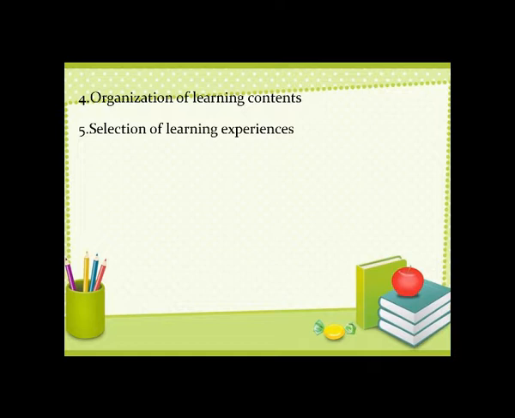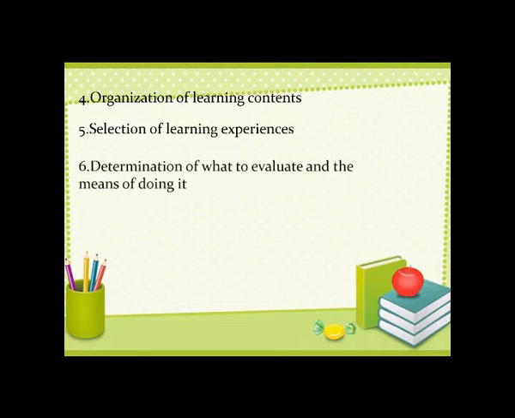At this point, teachers should select appropriate instructional methodology that will involve the students with the content. Number 6, determination of what to evaluate and the means of doing it. The learning activities should be organized in a sequence depending both on content sequence and learners' characteristics. Number 7, evaluation. The teacher must determine what objectives have been accomplished. To assess the achievement of learning objectives, evaluation procedures need to be designed.